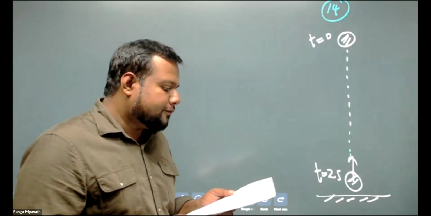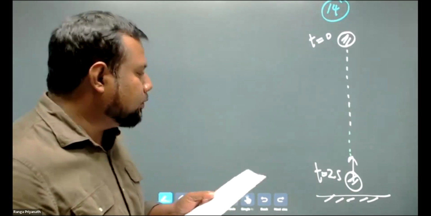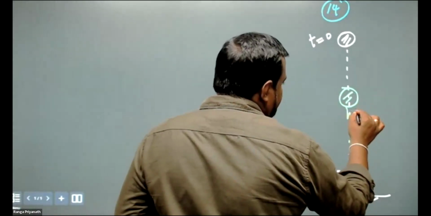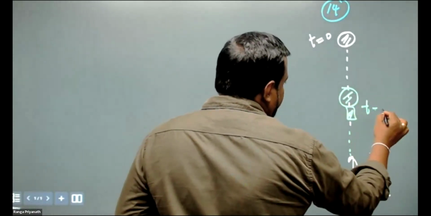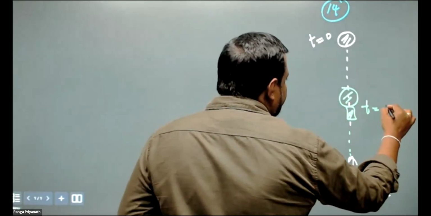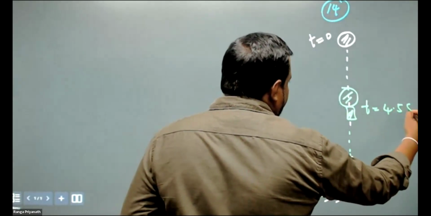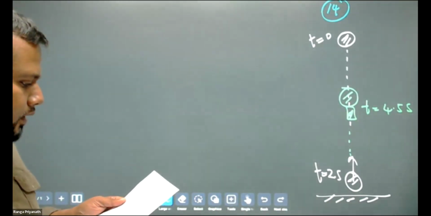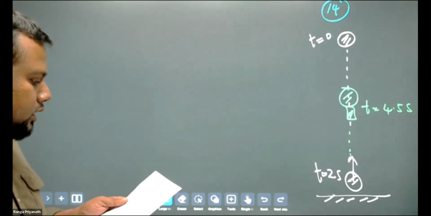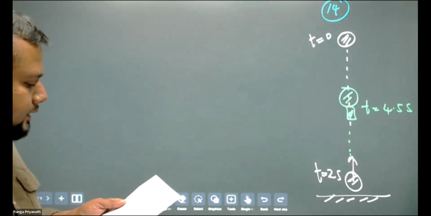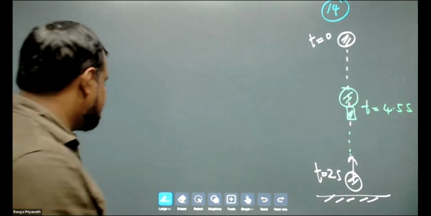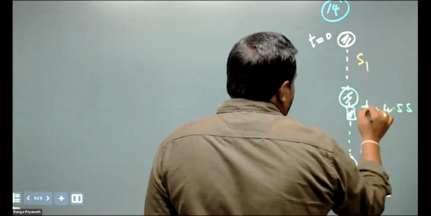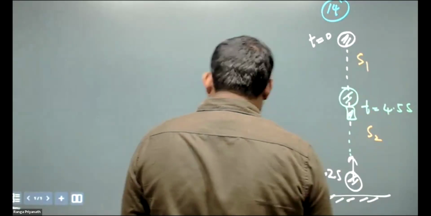In another 2.5 seconds, the bullet hits the bomb and explodes. Now, this is the bomb and this is the bullet. It hits at another 2.5 seconds, which is 4.5 seconds in total. They want the height at which the helicopter is held. Let's say the height from here to there is S1, here to there S2.